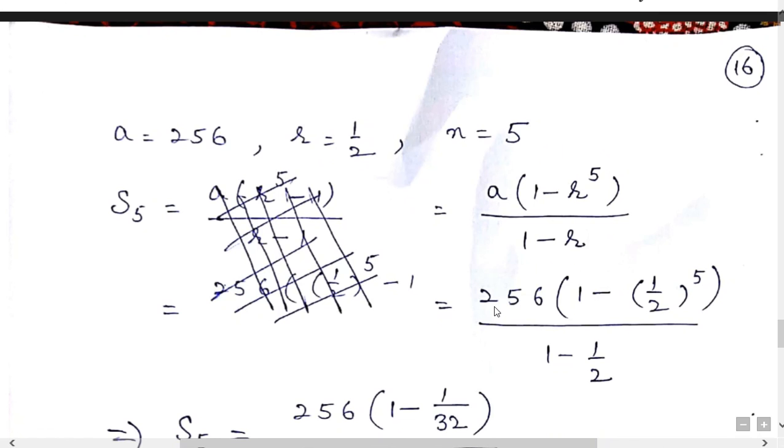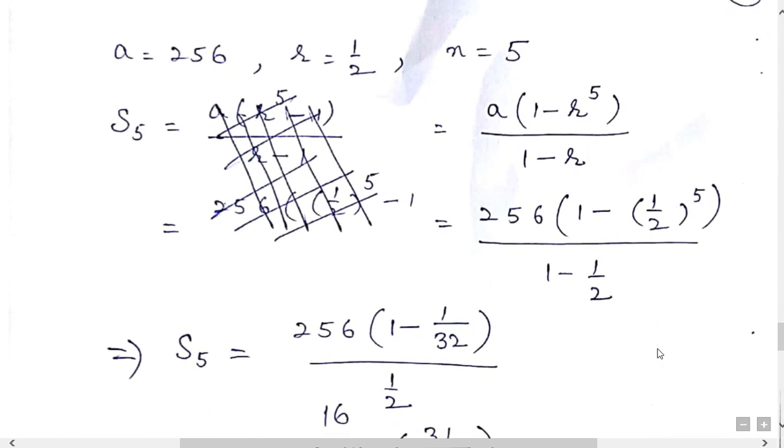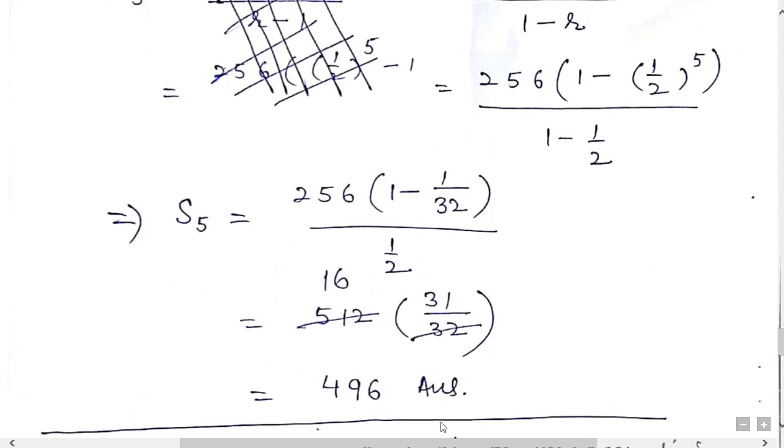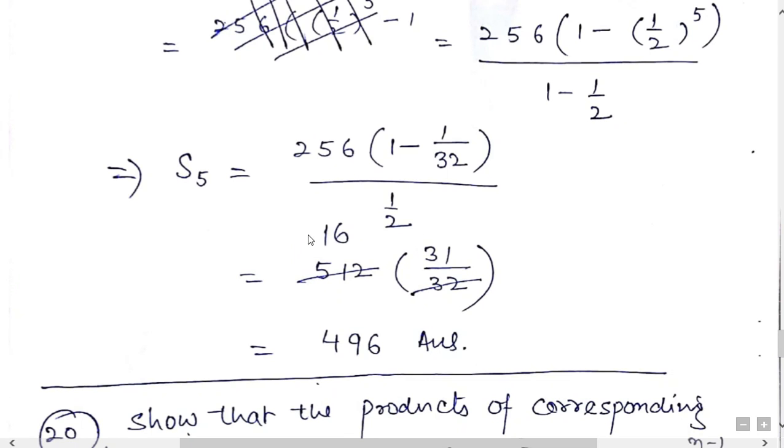Now insert the values of a and r. 1 over 2 raised to power 5 can be written as 1 over 32, divided by 1 over 2, and 2 multiplied in the numerator, 512. Take LCM, it's 31 over 32. And 32 when multiplied by 16, the answer is 512. Now 16 when multiplied by 31, it's 496. It's the final answer.